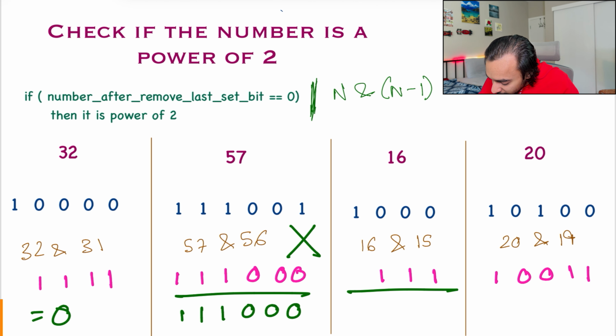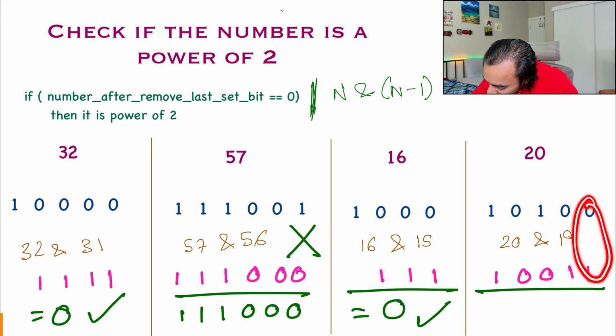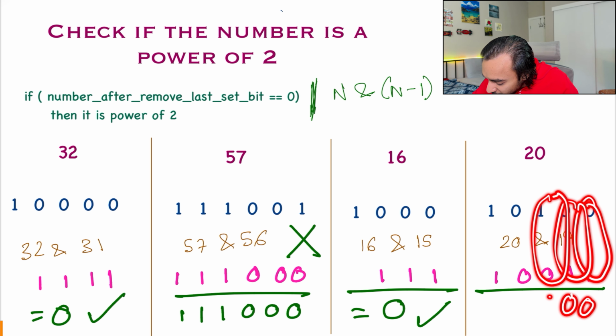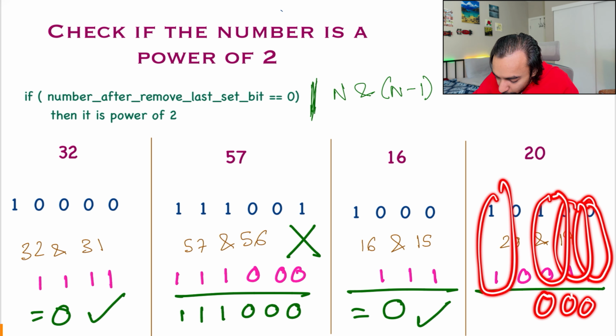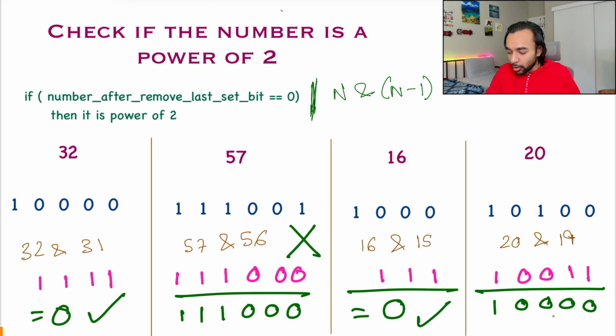What about the next one? I get a 0 over here. So this is a power of 2. And what about this one? 0 and 1 will give me 0. 0 and 1 will give me 0. 1 and 0 will give me a 0. And I have 1 available over here. And again, this is not equal to 0. So this is not a power of 2.